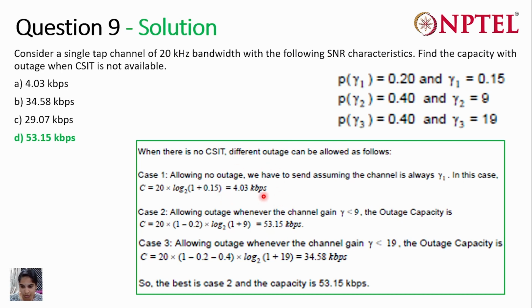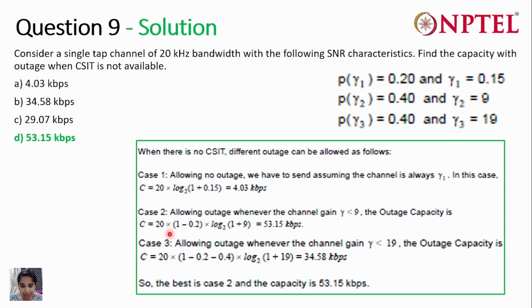Second, we have outage and the gain is always gamma greater than or equal to 9. That will be the second case. If we take gamma 9, then the outage capacity will be 1 minus probability of outage into the capacity without outage. So with this gamma 9, it is 1 minus 0.2, as the probability of gamma 1 is 0.2, into 20 log to the base 2 of 1 plus 9. So we get 53.15 kilobits per second.